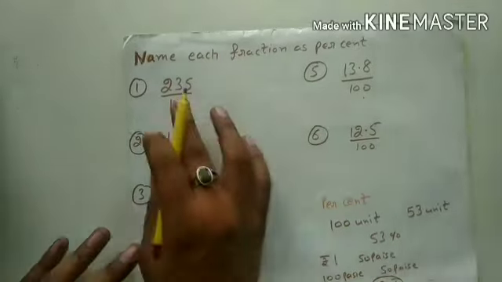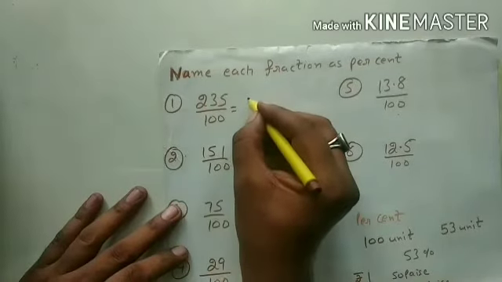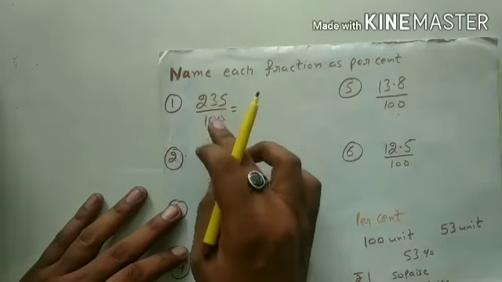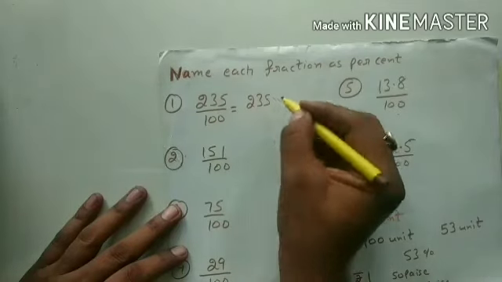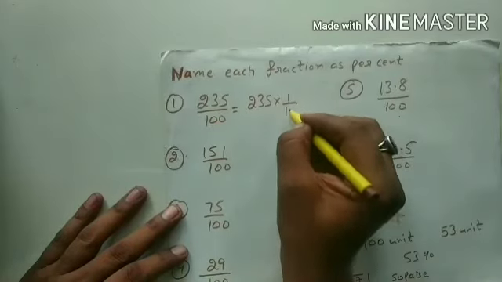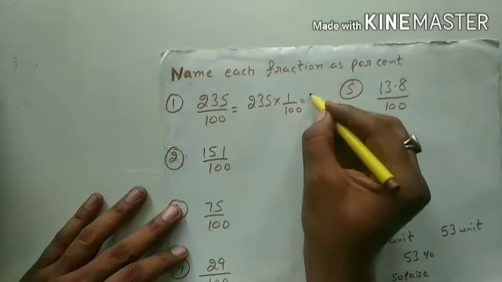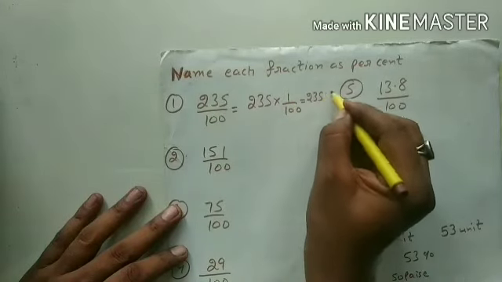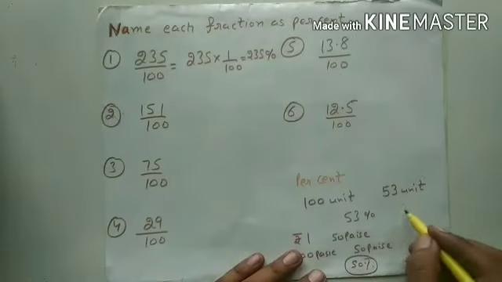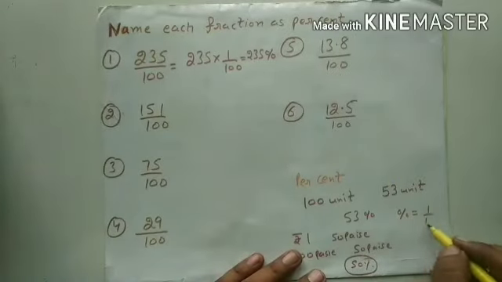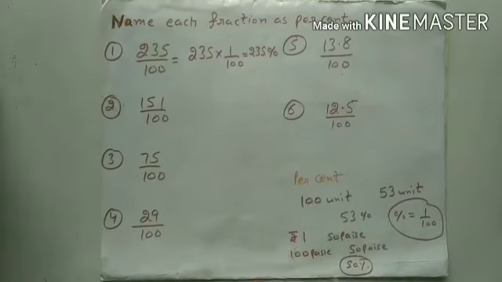Okay, so I am coming to the question. Here it is written 235 per 100. Okay, 235 per 100. So it can be written as 235 multiplied by 1 over 100. Now I will convert this into 235%. Okay student. So percentage means 1 over 100. You have to remember this thing.